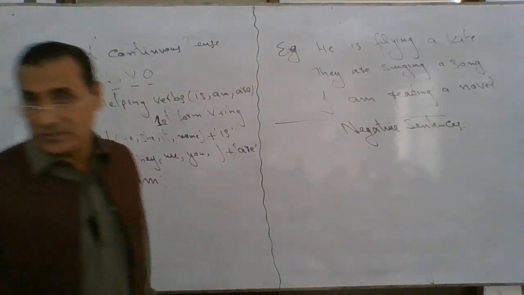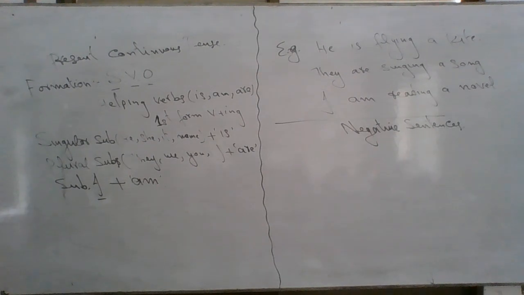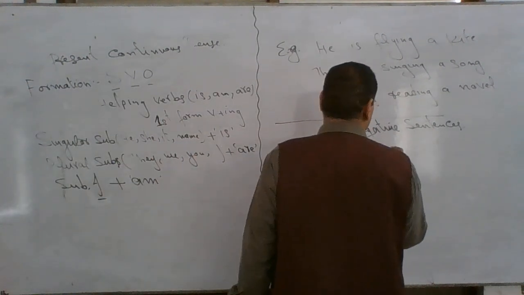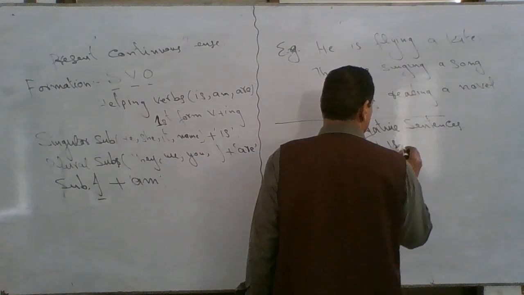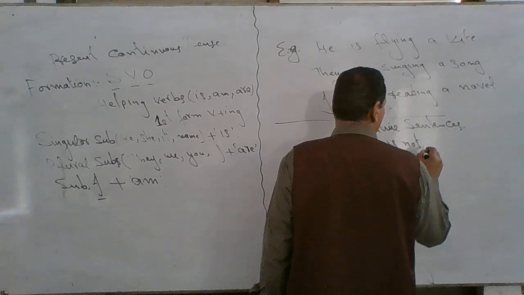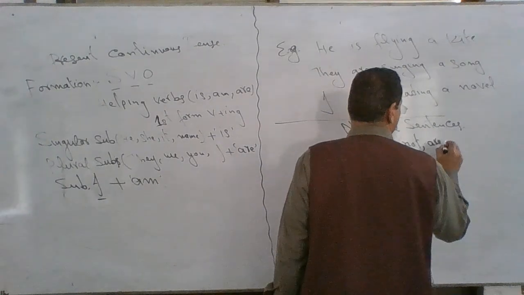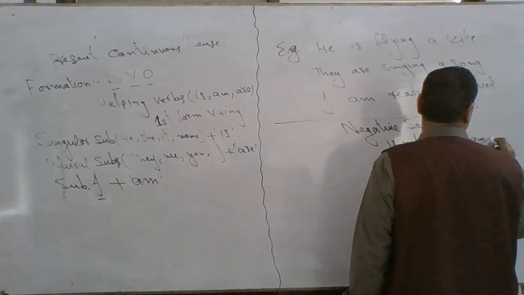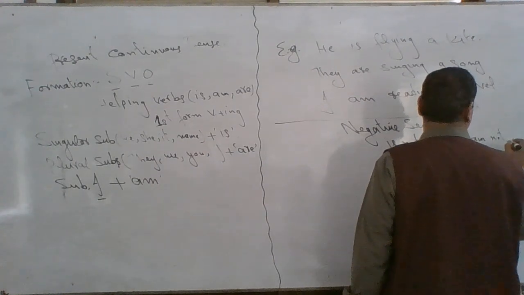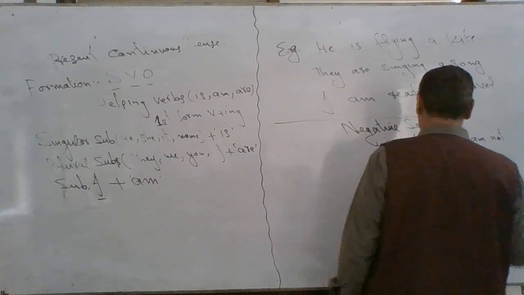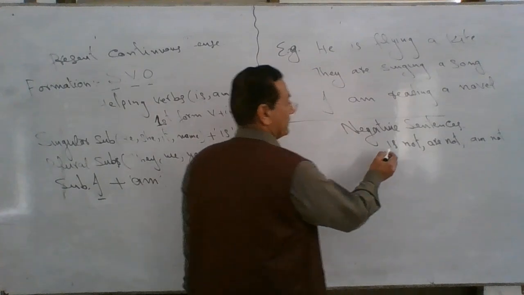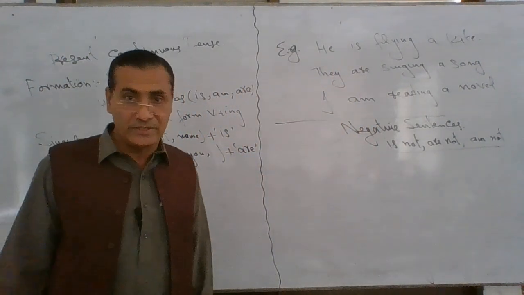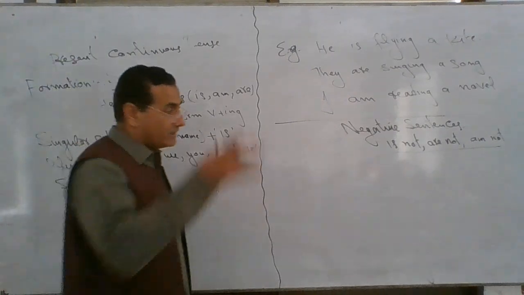You are supposed to put not after the helping verb. Very simple. To put not after the helping verb, and then not is there. After the helping words, you are supposed to use only not, and the sentence will be negative.